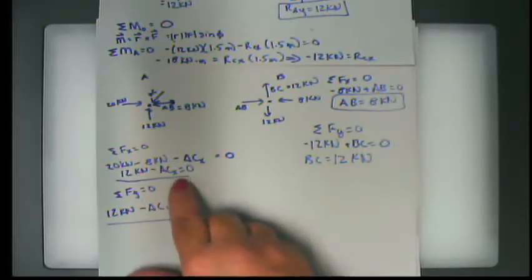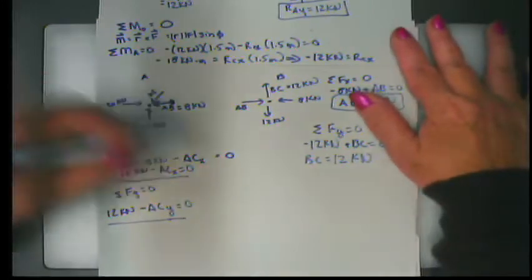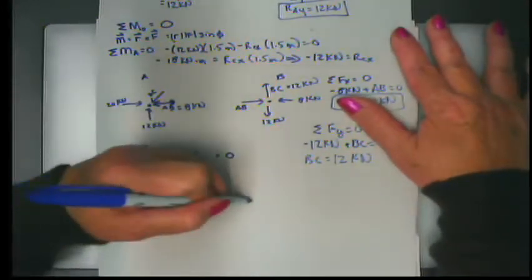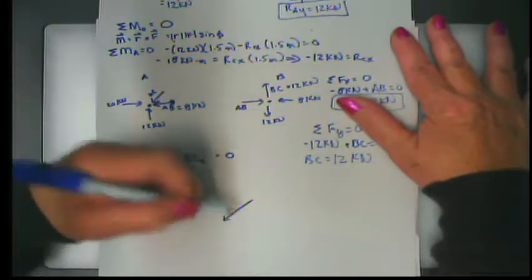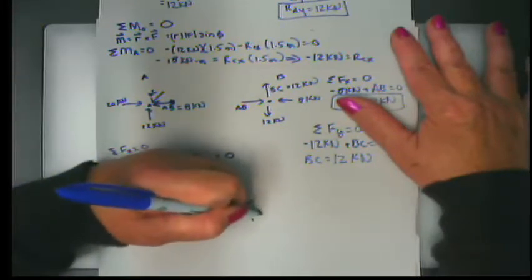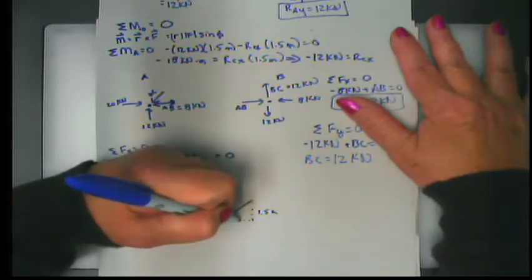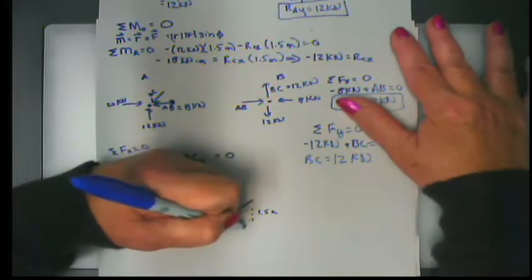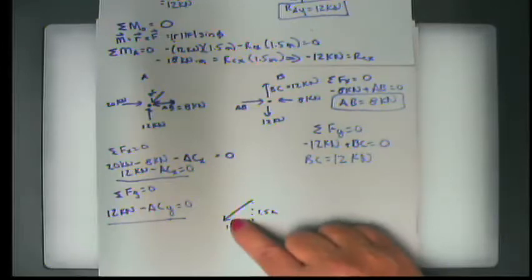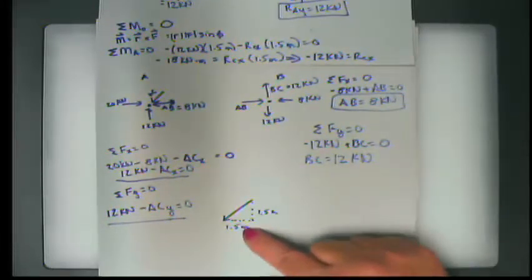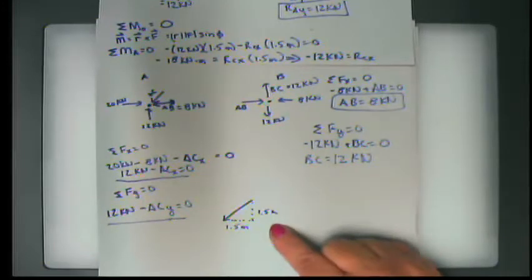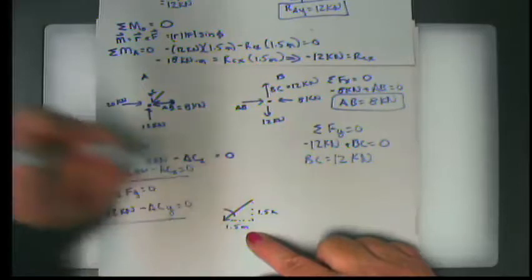Okay, so let's take a look at how we're going to resolve that. What is AC in the x direction? Well, this is what AC looks like. We're told that this distance is 1.5 meters. We're told that this distance is 1.5 meters. So what is this angle going to be? Can you guys see that from trig? If you have an opposite and adjacent side to an angle that are the same length, 45 degrees. Very good.